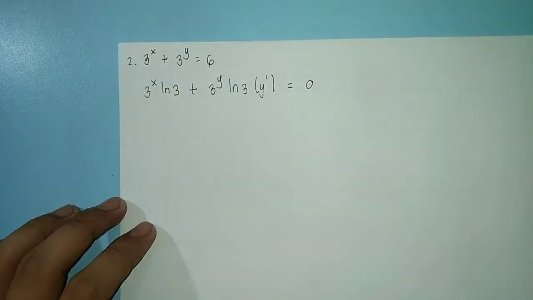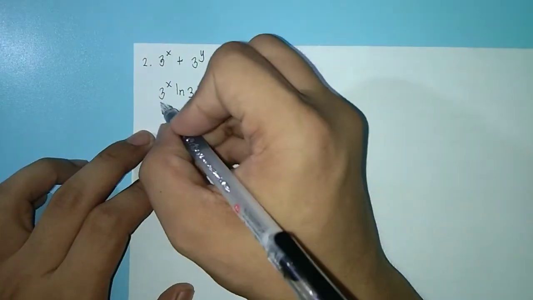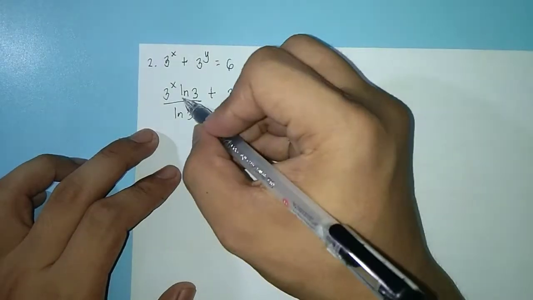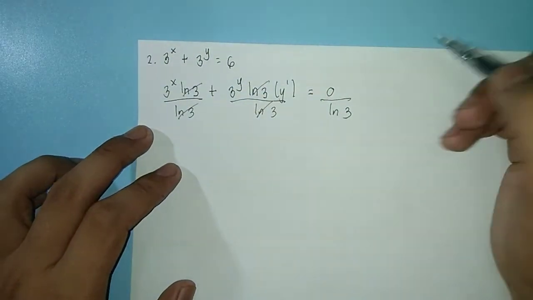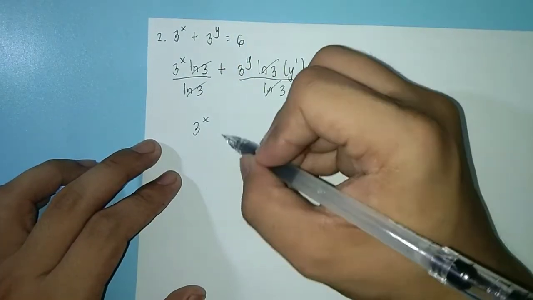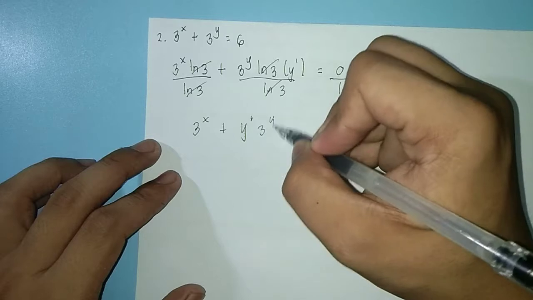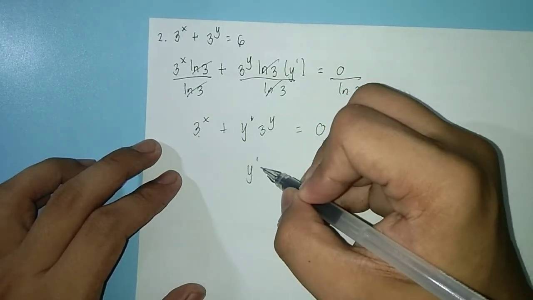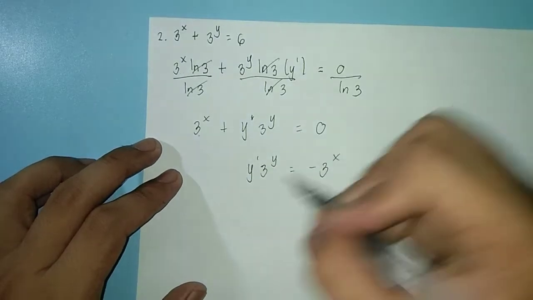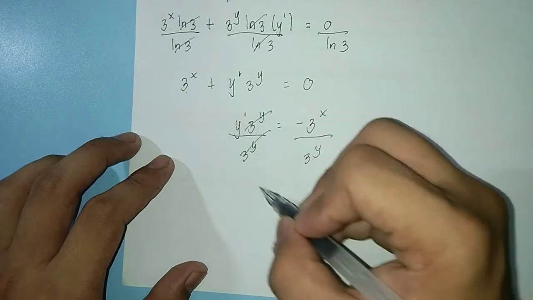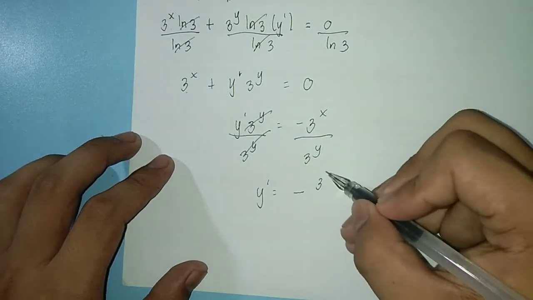So, mag-divide tayo ng ln 3 sa lahat ng sides. So, ln 3, ln 3, ln 3 para makancel. Okay? So, dito, ang matitira dito ay 3 raised to x. Dito naman, y prime 3 raised to y. Then, dito, 0 pa din. So, lipat ko yung 3 raised to x sa kabila. So, y prime 3 raised to y equals negative 3 raised to x. Then divide both sides by 3 raised to y. So cancel. Ang matitira ay y prime equals negative 3 raised to x over 3 raised to y.